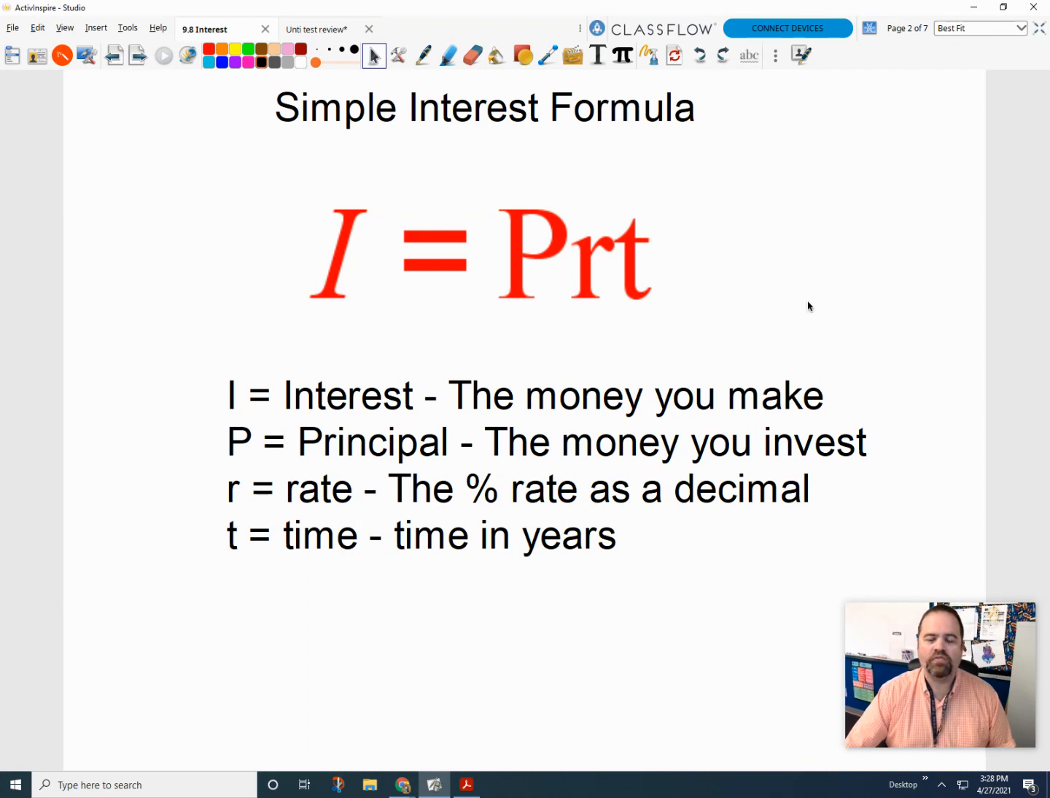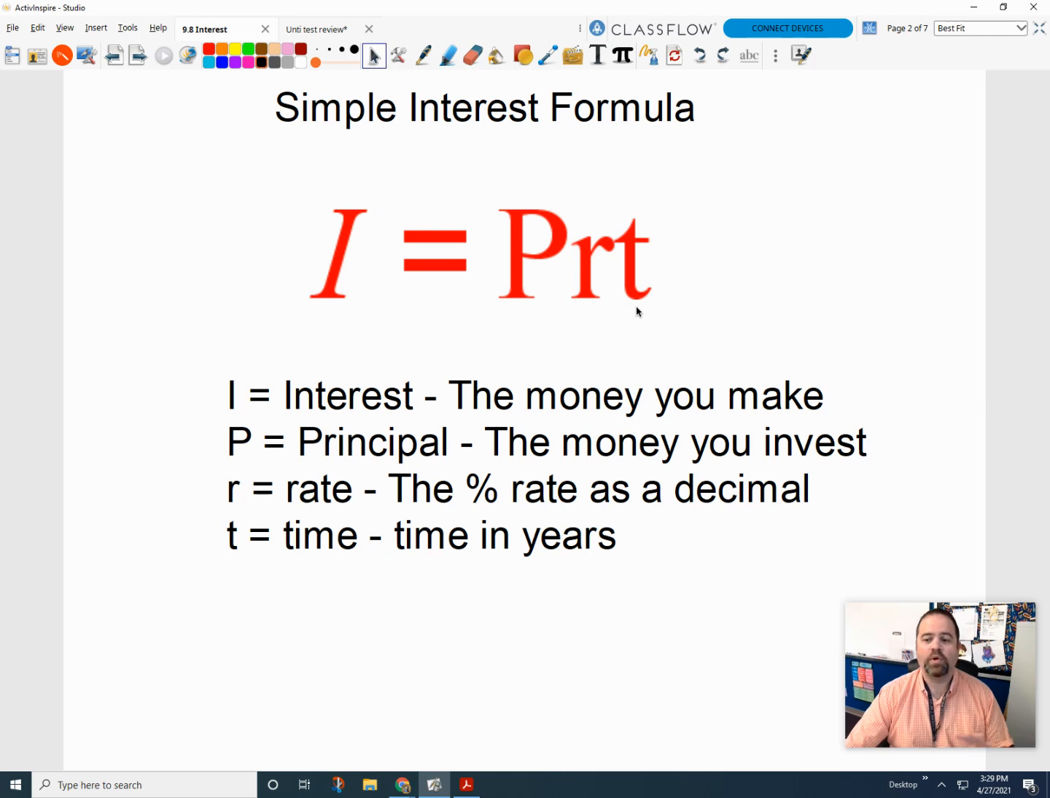There are four different variables here, I, P, R, and T. I is the interest that the bank pays you, the money you make, literally for doing nothing. You don't have to work for this. You just leave your money alone and the bank pays you interest. The way that interest is calculated is they take the principal, that's the money you put in the bank, multiply that by the interest rate as a decimal, and then by the amount of time you leave the money in the bank. That is always in years.